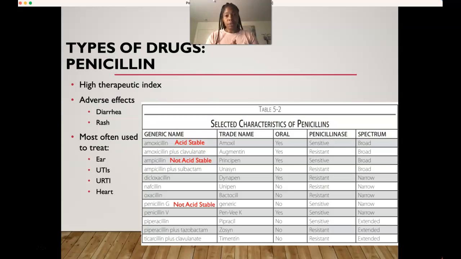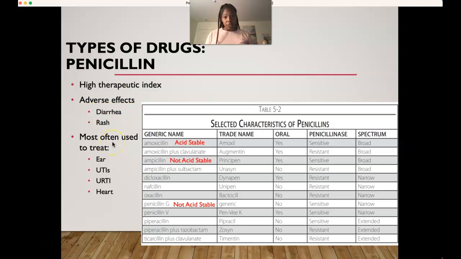One thing to note with the penicillin group, and the reason it's so heavily prescribed, is because it has a high therapeutic index. And if you recall from a previous lecture where we talked about therapeutic index, the higher the therapeutic index, the reduced risk for adverse side effects. So this is a drug that a lot of physicians will prescribe because patients typically don't have a whole bunch of adverse side effects. The two most common adverse side effects associated with any type of antibiotic therapy are going to be diarrhea and the development of rash. No one has ever died from either of those, unless of course maybe they get dehydrated, right?